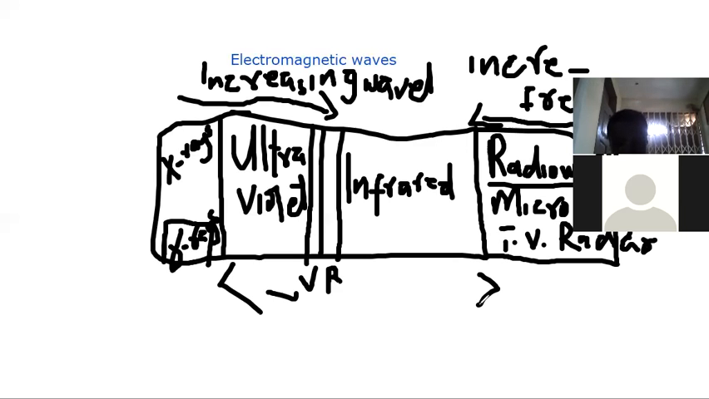Under waves, we spoke about stationary waves, progressive waves, how to calculate for progressive waves, crests and troughs, transverse waves, longitudinal waves, amplitude, and so on and so forth.